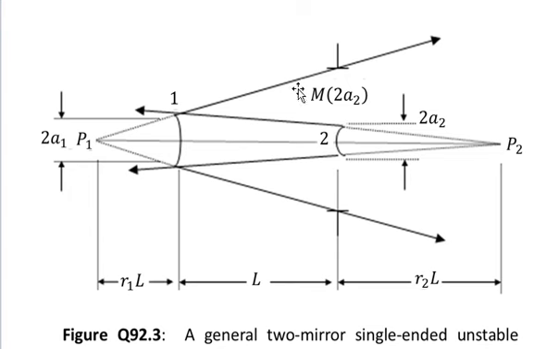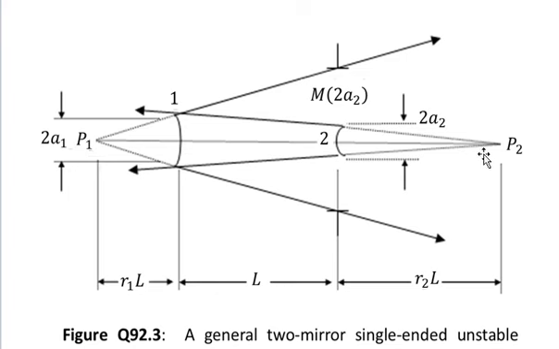These arrows will give you the size of the output beam coming out from the end of mirror 2, which is labeled by 2, and this is mirror number 1 labeled by 1. The diameter of mirror 2 is 2a2 and the diameter of mirror number 1 is 2a1.